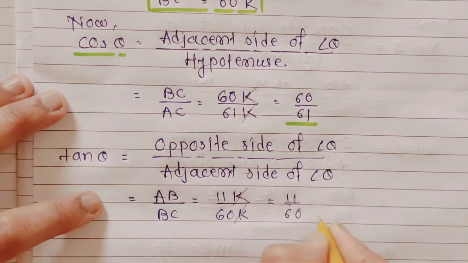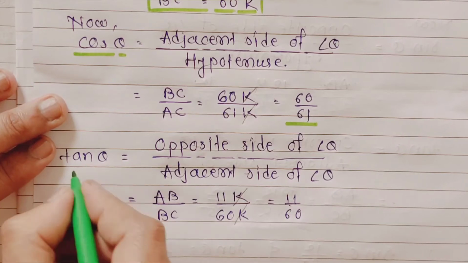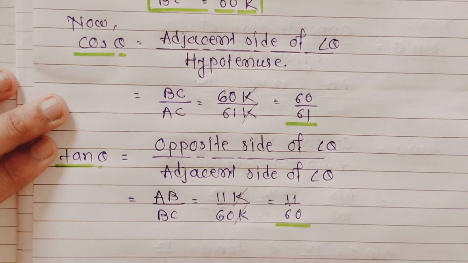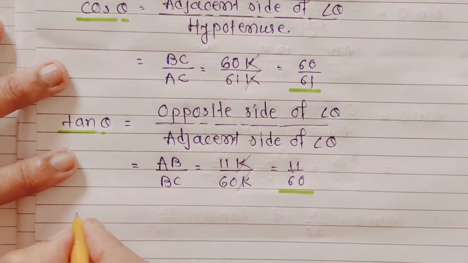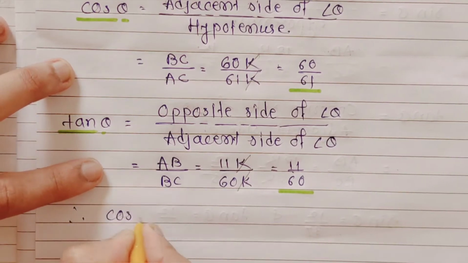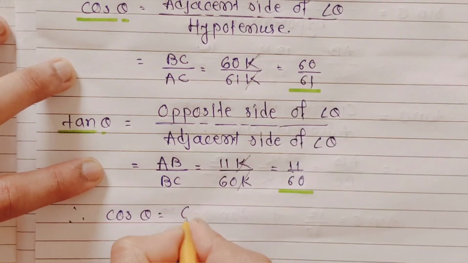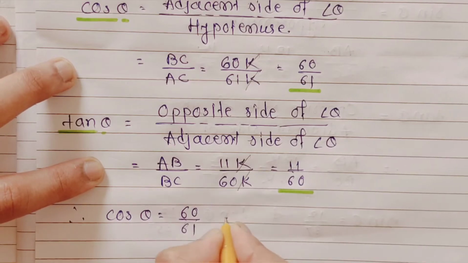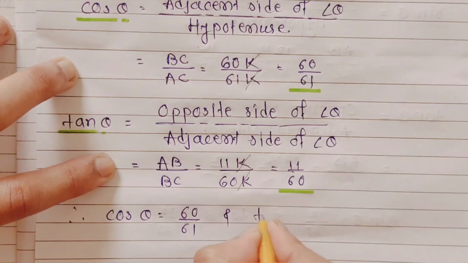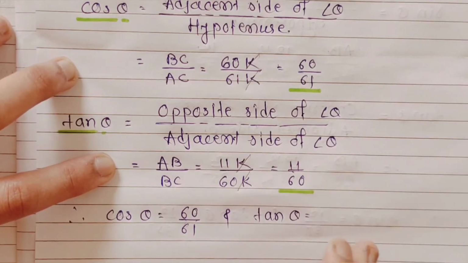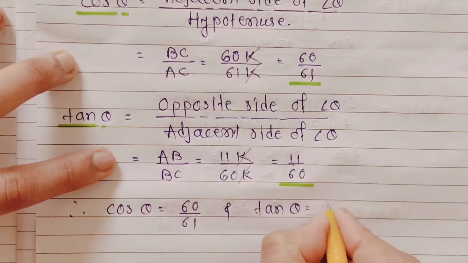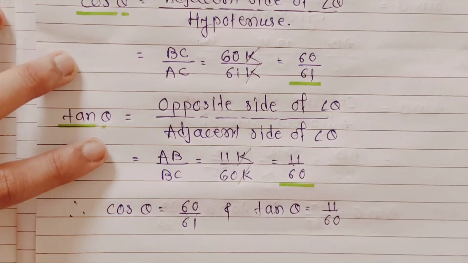It is nothing but tan theta. So therefore we can write cos theta is equal to 60 upon 61 and tan theta is equal to 11 upon 60. It is our answer.